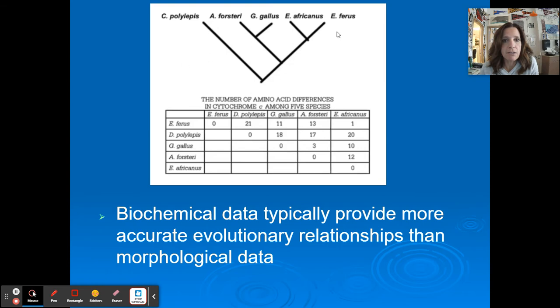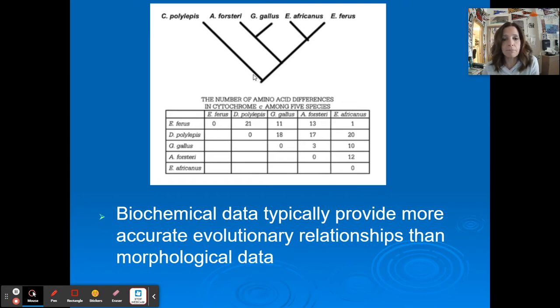So here is another example of a cladogram. This is something you might see on an AP test. Down here you have the number of amino acid differences in cytochrome C, which is an important protein. You can see between E. ferris and D. polylepis, maybe, there are 21 differences, whereas between E. ferris and E. africanus, there is only one. That's why these two are so close to each other, whereas D. polylepis is way over here, and so they're the furthest apart. So the number of amino acid differences is going to show you where you would draw them.